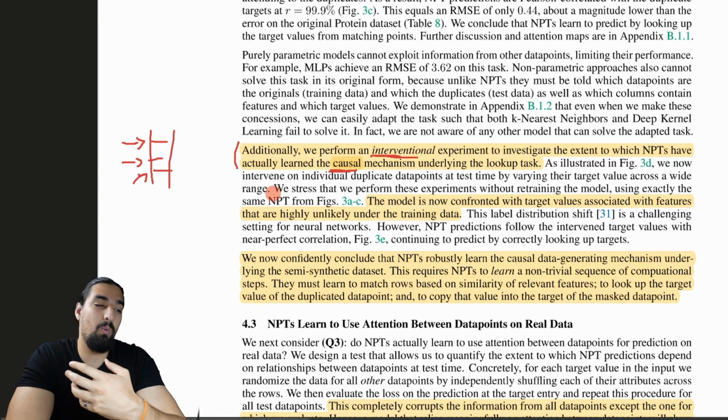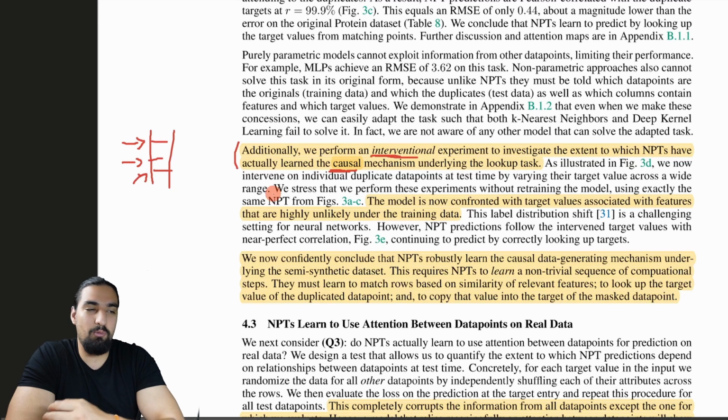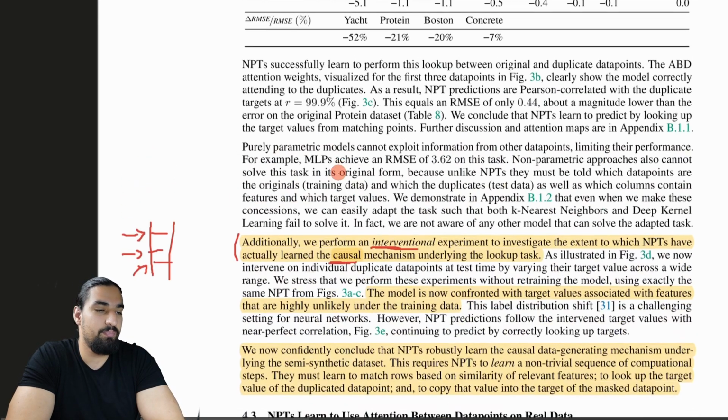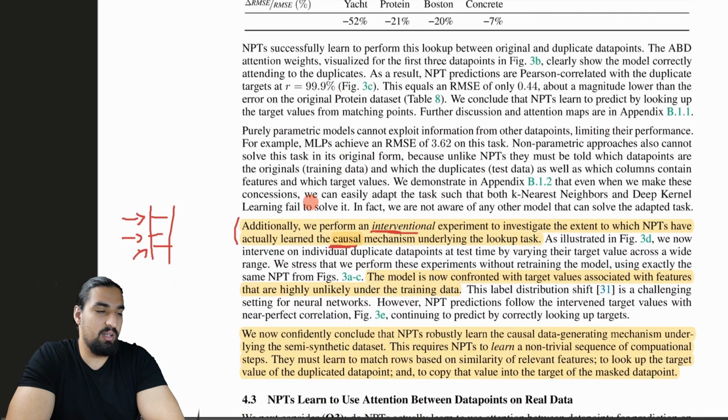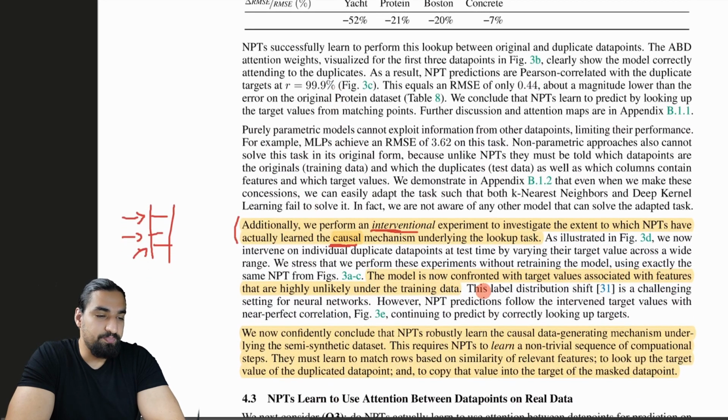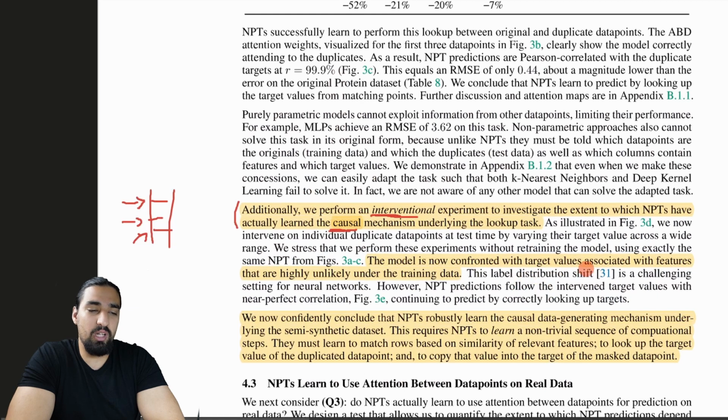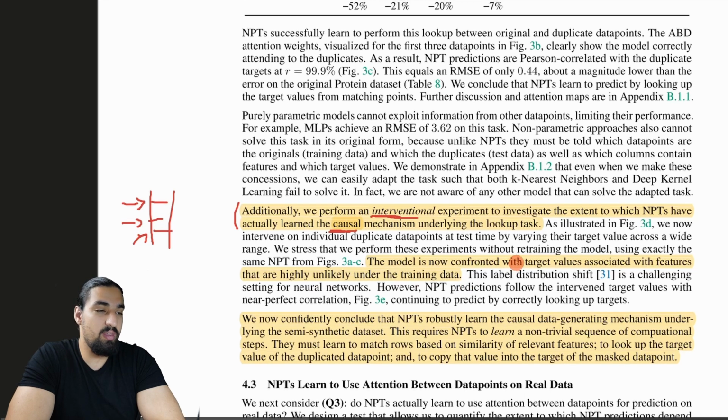So if you want to know more about it, you can check some of my previous LinkedIn posts, or you can read The Book of Why by Judea Pearl as a nice introduction to his work. So the model is now confronted with target values associated with features that are highly unlikely under the training data. And let's see why that is.